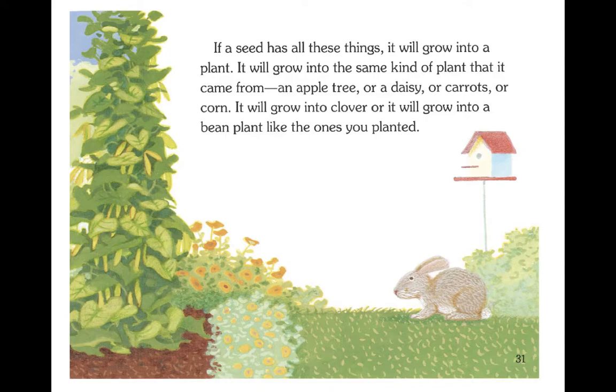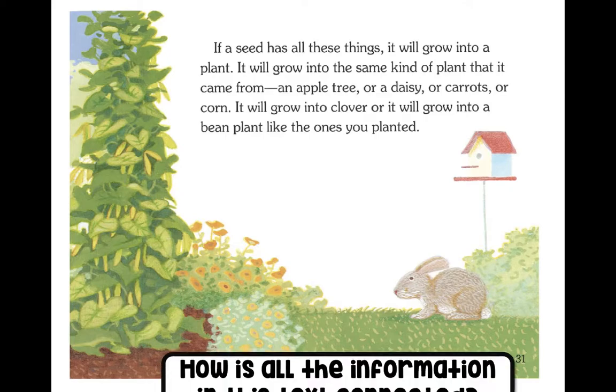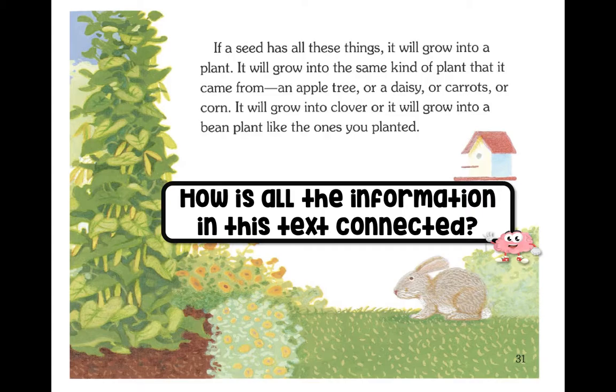Excellent. All right, page 31 says, if a seed has all these things, it will grow into a plant. It will grow into the same kind of plant that it came from, an apple tree or a daisy or carrots or corn. It will grow into clover or it will grow into a bean plant like the ones you planted. Okay, friends, how is all of this information in the text connected?